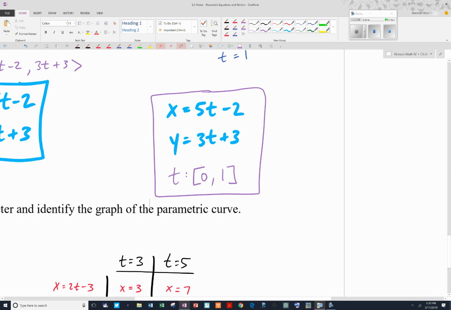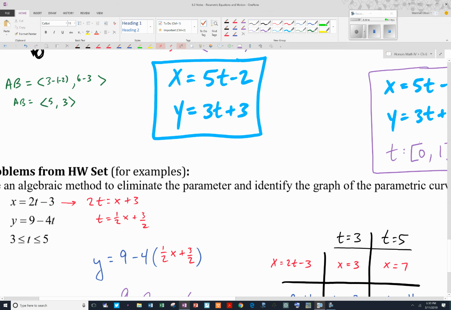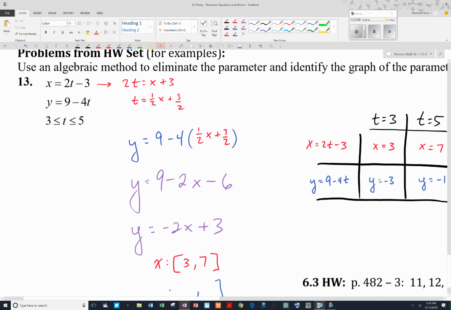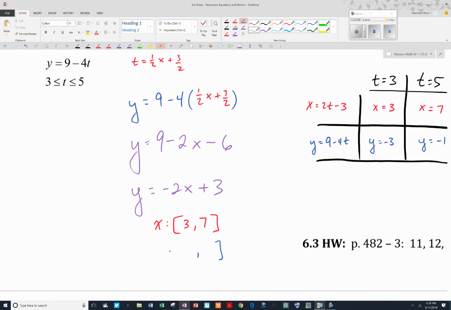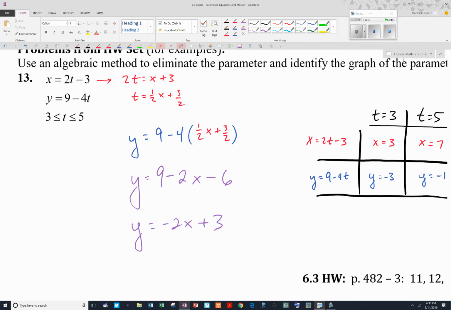Okay, sticking with that same idea here in this bottom problem, you can go through the eliminating the parameter here. Oops, I must erase something here. Pause the video and try eliminating the parameter on your own. This is the same thing we did on the front side. I just did a little substitution, and I came up with this equation here for y. This would be the equation of the line represented by these two parametric equations.